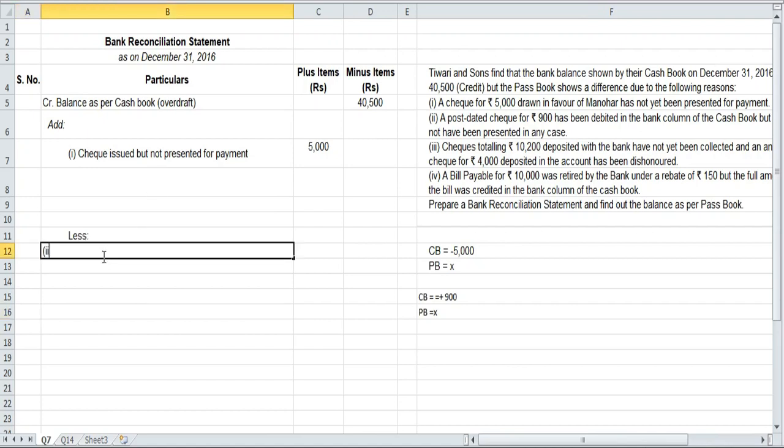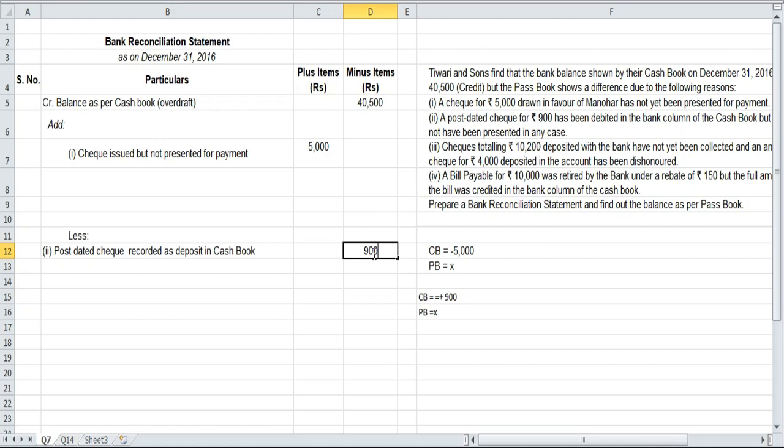So here number 2, we have post-dated check recorded as deposit in cash book but not recorded as deposit in passbook, and we'll write here in the minus side 900.